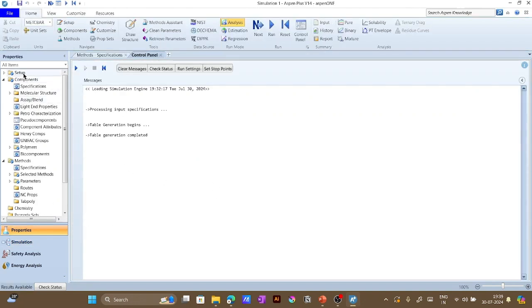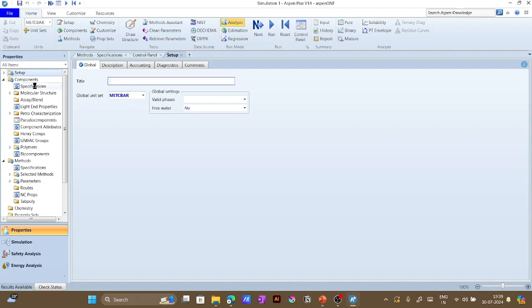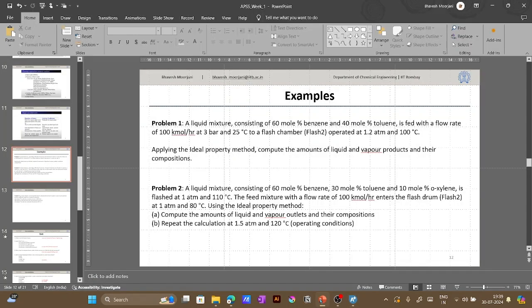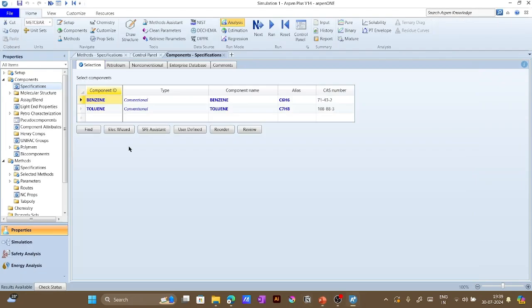Again, if you want to change any setup, you don't have to create a new one, you can change the parameters in this only. I want to remove benzene, toluene, and I have benzene, toluene already. I want to add xylene. So let's say I'm adding orthoxylene.